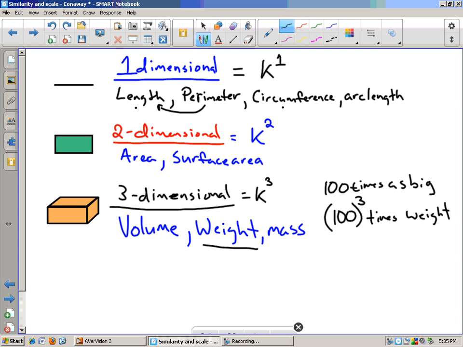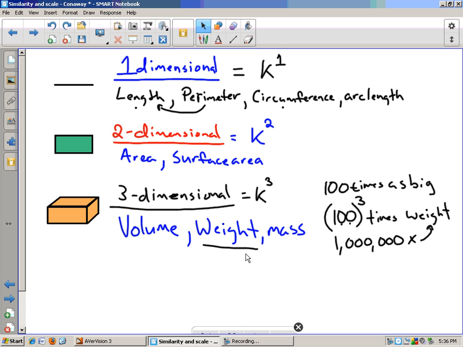You know how much 100 cubed is? Well, there's 2 zeros, and we're going to multiply it together 3 times. So that means we should have 3 sets of 2 zeros. So it's 1 with 6 zeros. 1,000,000 times the weight. That is why I cannot scale up my little Hot Wheel car and make it work the same. And that's also why the dinosaurs had a very hard time living, because they're so much bigger, the weight is going to be excruciating on their bones.